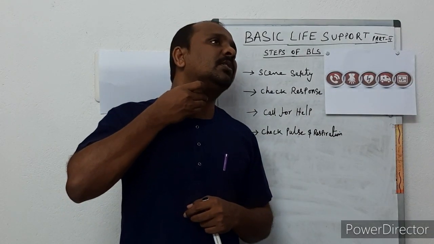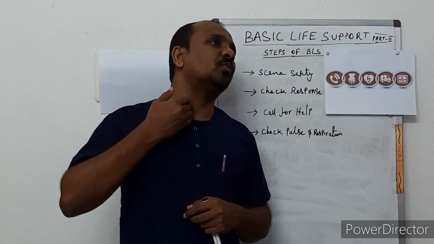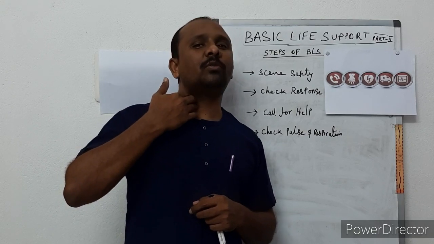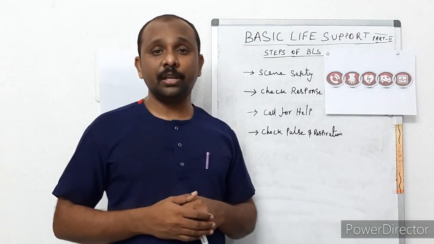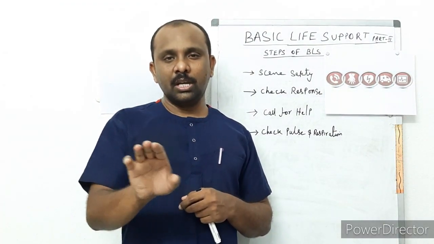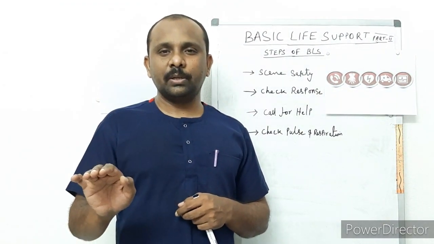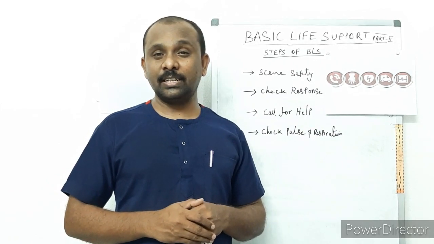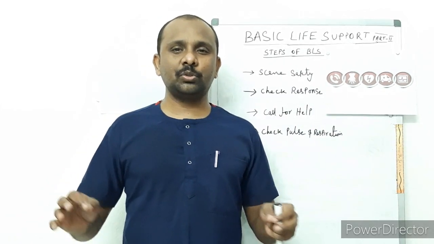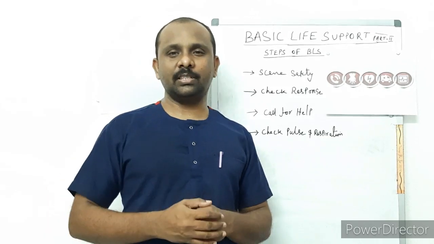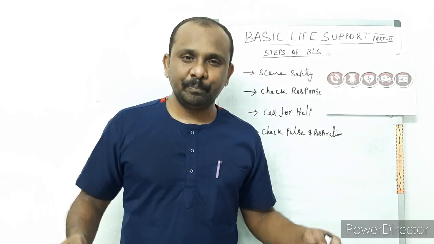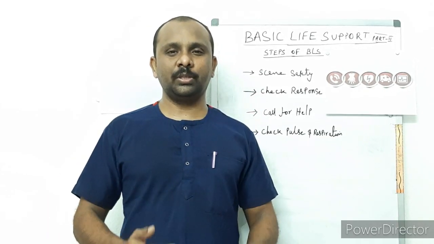Between the trachea and the sternocleidomastoid, you have a little groove. It's a depression. There you have to feel the carotid pulse in a gentle way. Use your 2 or 3 fingers. How long should you check the pulse? At least 5 seconds. It should not exceed more than 10 seconds, right? So how will you calculate the time? You have to count by yourself.